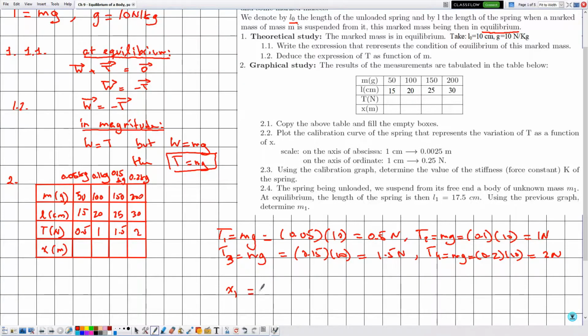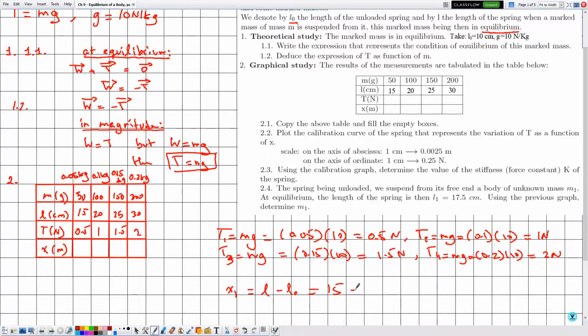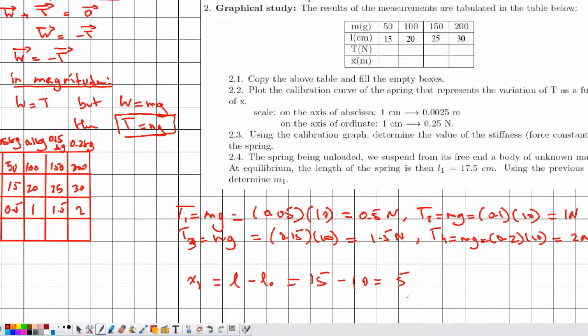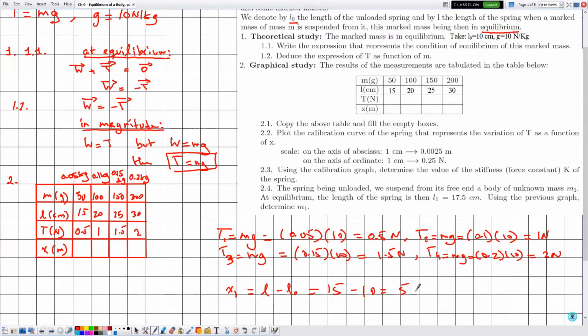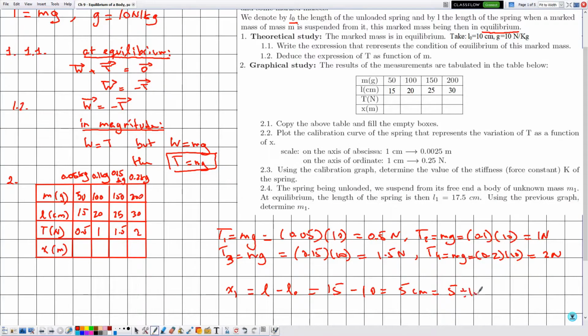So let me say that x1 here, as a part of the answer, the student must show the calculation. So x1 is equal to the final length minus the initial length. Now the final length is 15 minus the initial length, which is 10. So this is equal to 5. Since both this and this are expressed in centimeters, then this is in centimeters. In order to convert from centimeters to meters, we divide by 100. Then 5 divided by 100, this is equal to 0.05 meters. So here is 0.05.